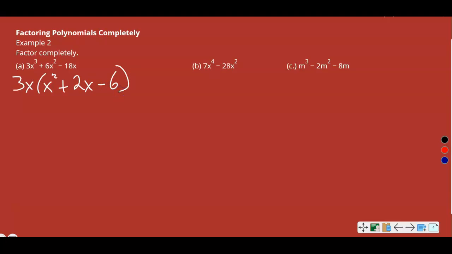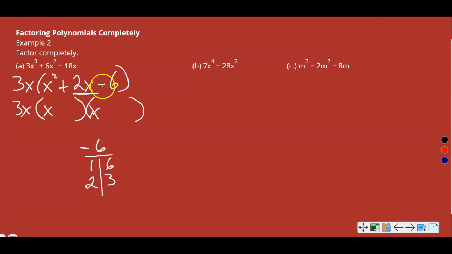All right, so what I want to do here is see if I can factor this into two binomials. So I'm going to have 3x, and let's see if I can factor this further. So I'm going to have x times x. So I need to see what multiplies to give me negative 6 and adds to give me 2. So I've got 1 and 6, 2 and 3. 1 and 6 will not give me a 2. 2 and 3 also will not give me a 2. So this term here is considered unfactorable.